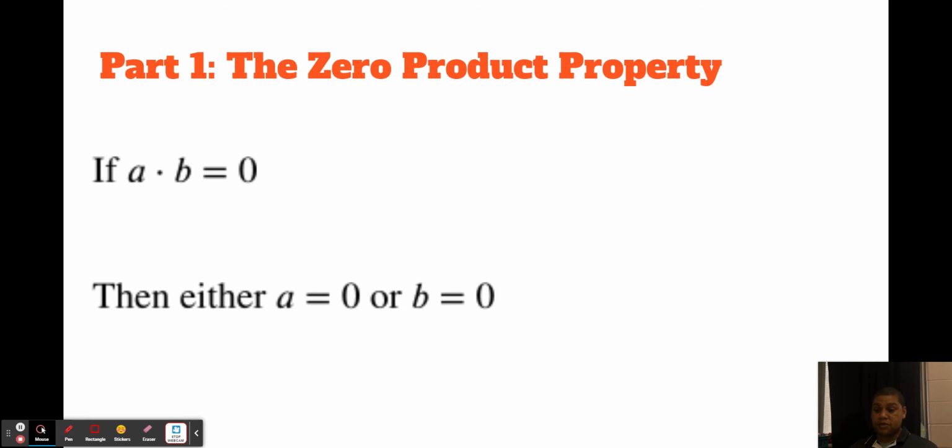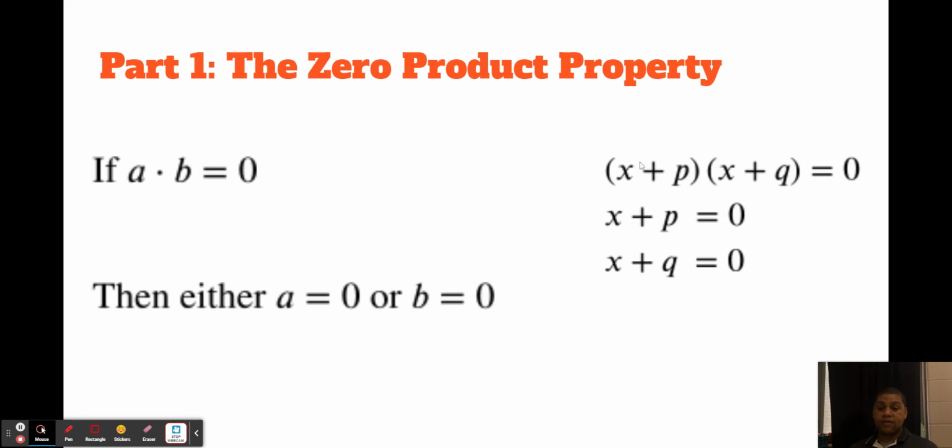And this is helpful to us because if I have x plus p times x plus q equals 0, in other words, I have a factored trinomial, then either the first factor has to equal 0 or the second factor has to equal 0. One of those two things must be true. You would consider x plus p like your A, and x plus q like your B. One of those things has to be true.